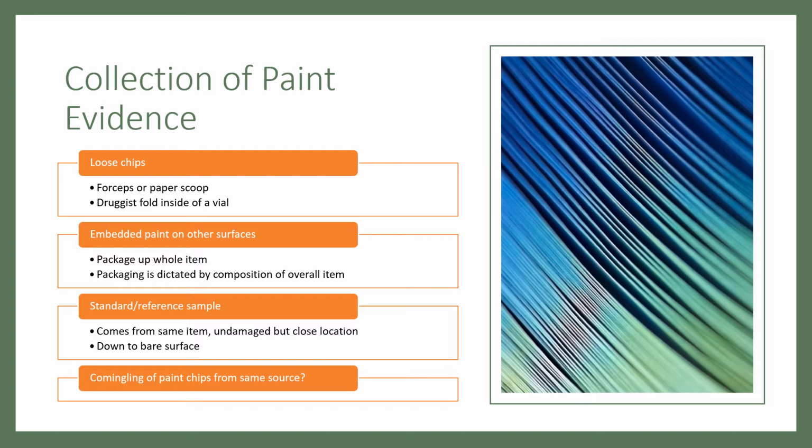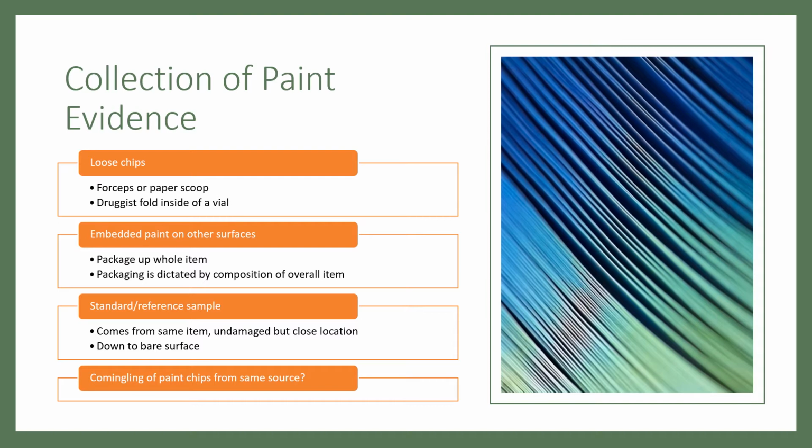Say, for example, if you dragged a crowbar across my walls, you might find chips of paint that have flaked off of the wall from when you dragged that metal crowbar across it. You might find paint embedded on other surfaces.